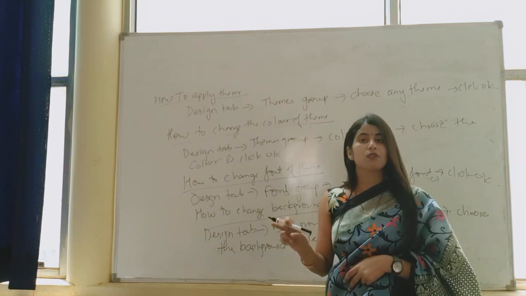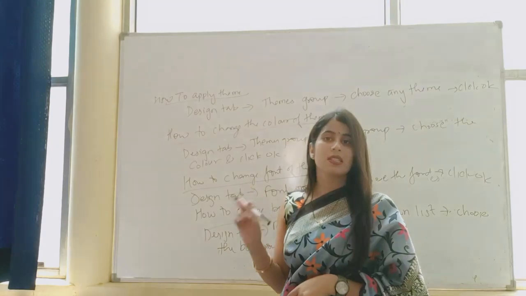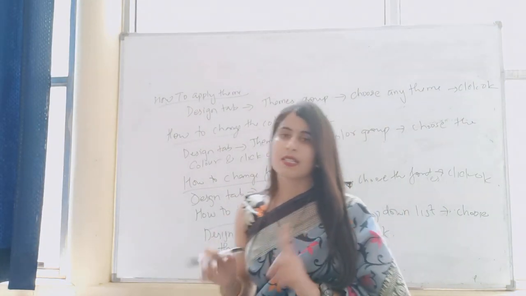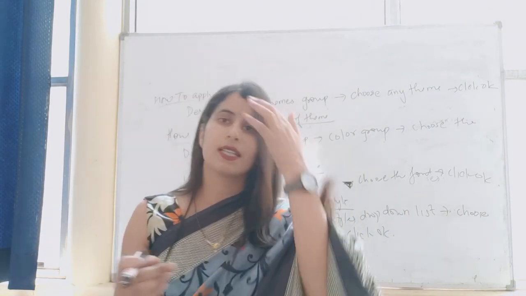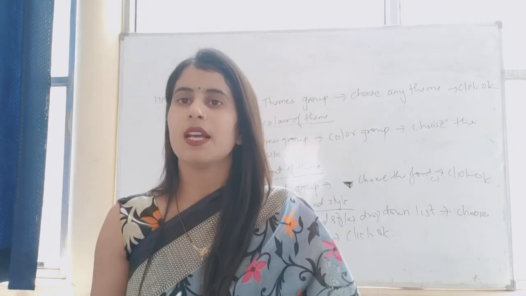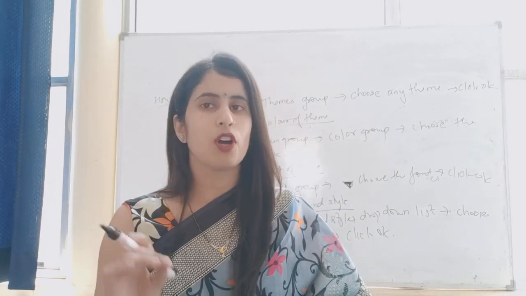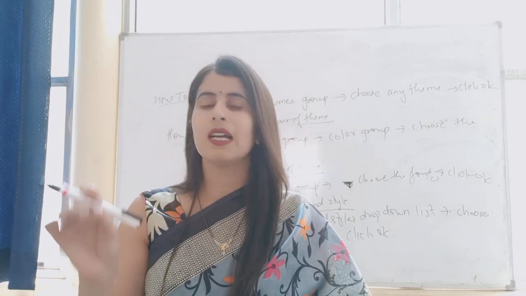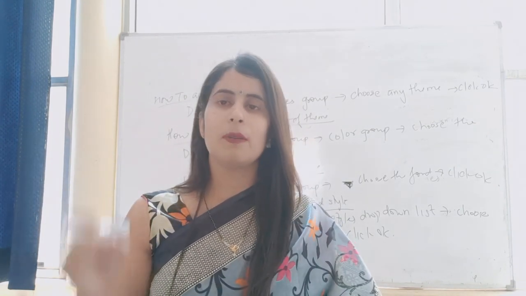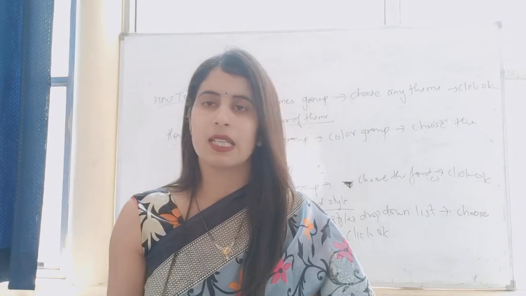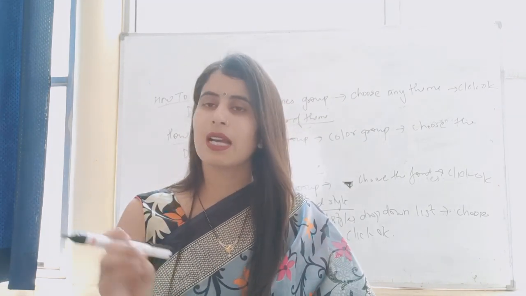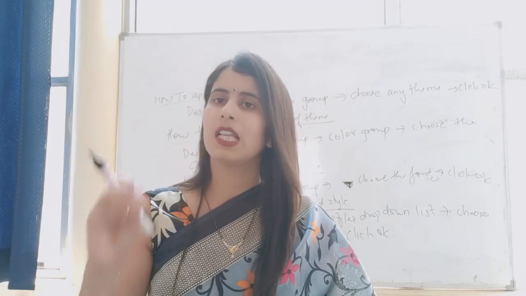If you want to change the background style, then you will click on the design tab, then after that you will see the background styles. There you will see a drop down list. In the drop down list you will click and you will see all the available built-in background styles. Choose the background style and click OK. Automatically they will be applied to your presentation.